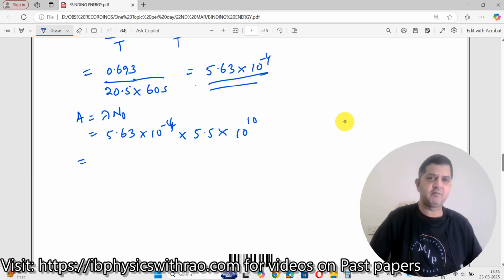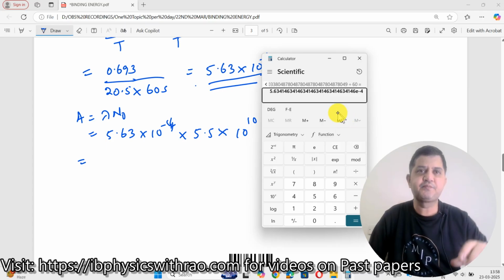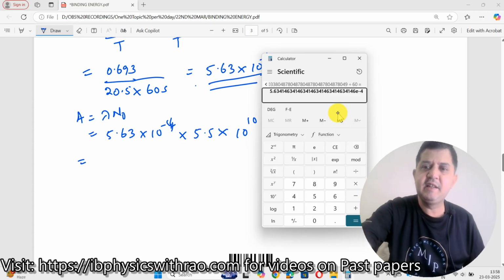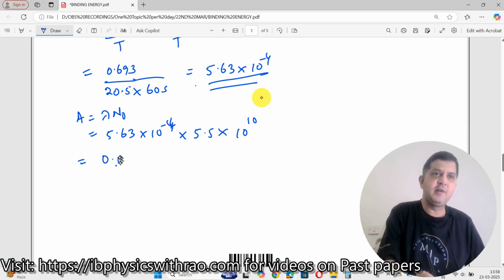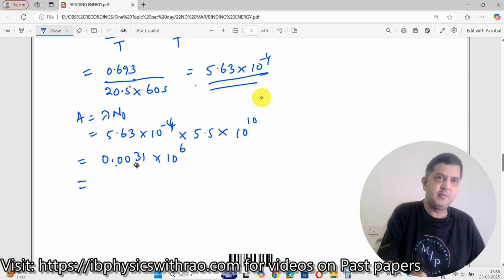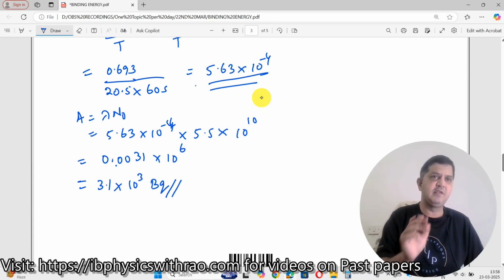When I do this, I get 5.63 multiplied by 5.5, which is 0.0331, into 10 to the power of 10 minus 4, which is 6. Let me simplify this once again. So this will be 3.1 into 10 to the power of 3 becquerels. This is how we solve this problem.